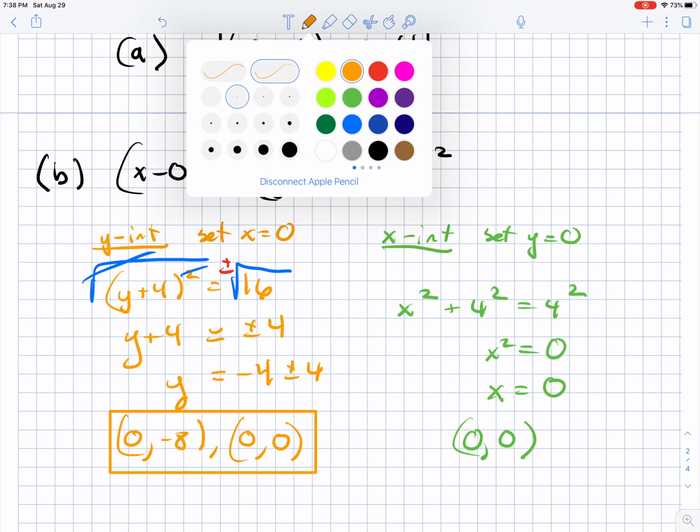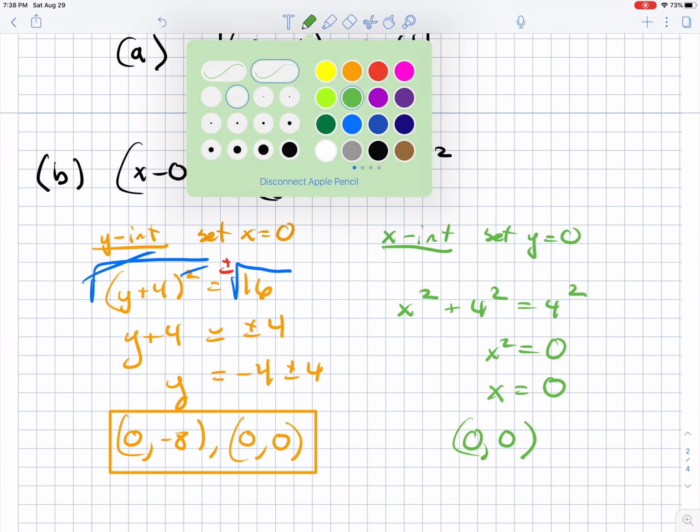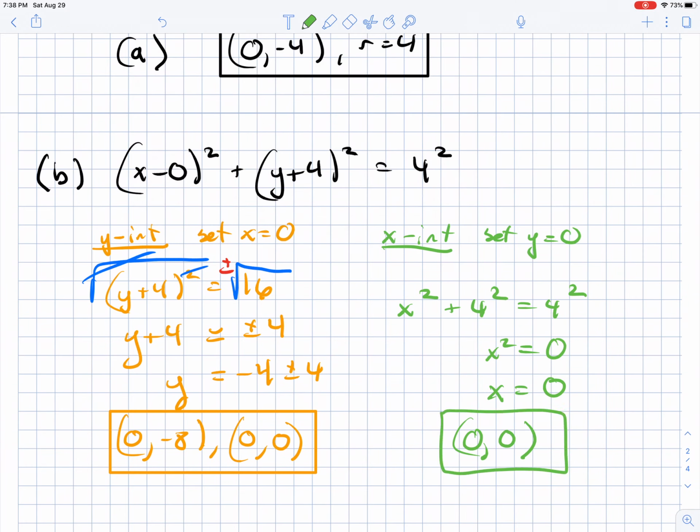And we have our x-intercept here. Why does it keep doing that? Okay.